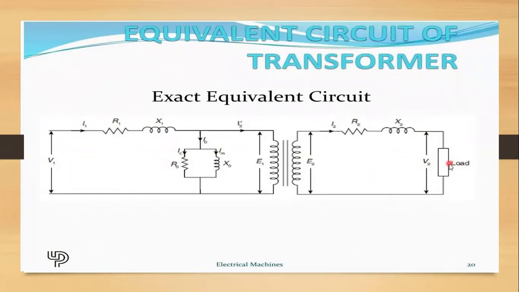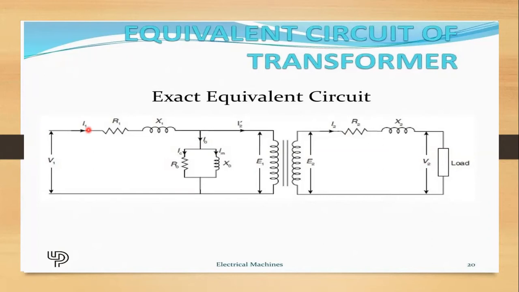The voltage across the load is called V2. That may be an inductive load, capacitive load, resistive load, whatever it may be. The voltage across the load is called V2, the current flowing to the load is called I2, and I1 is called the primary current.